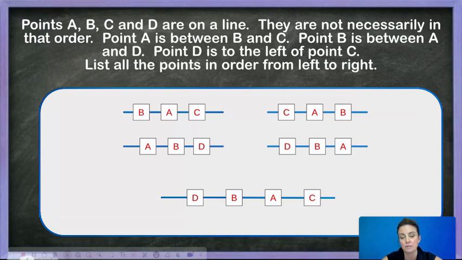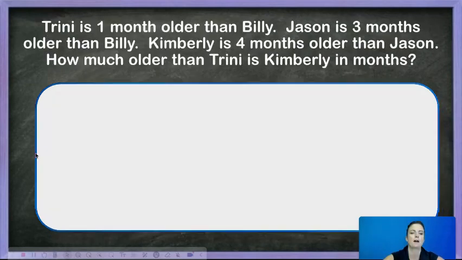All right, I think the picture for me made it, as soon as I drew the picture, I thought this is so easy, right? Let's move on to the next one. All right, Trini is 1 month older than Billy. Jason is 3 months older than Billy. Kimberly is 4 months older than Jason. How much older than Trini is Kimberly in months?